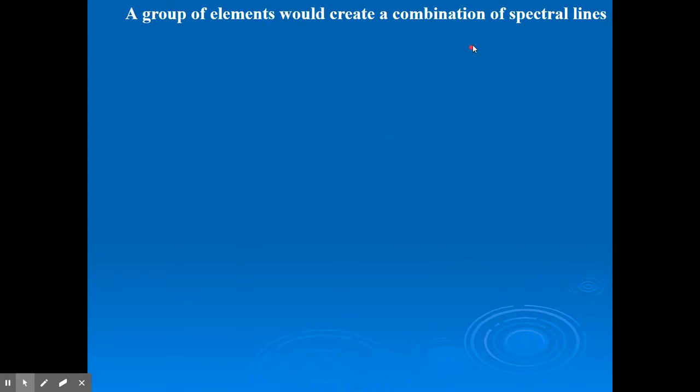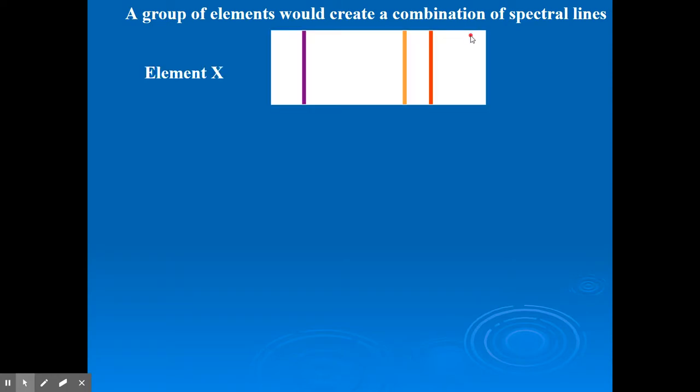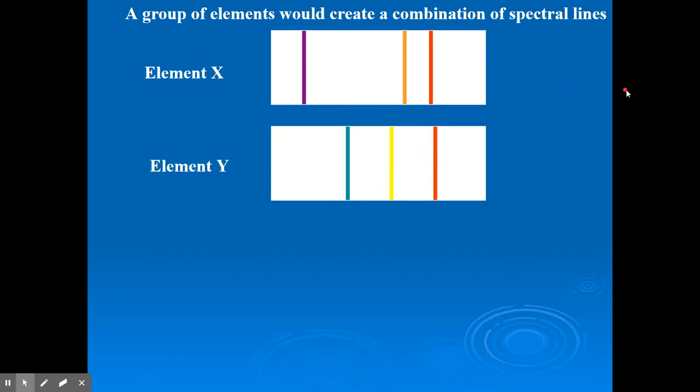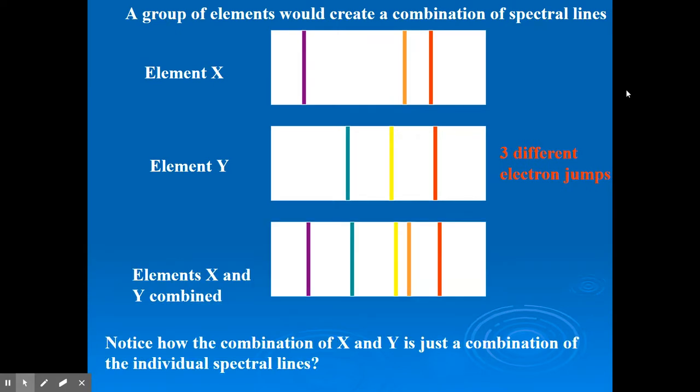So like I just said, a combination of elements or a compound would create a combination of spectral lines. So we'll simplify down the diagram right here. Here we have element X, it's got this purple bright line, the orange and the red bright line. Element Y, it's got the yellow, the teal, I don't know what color you call that, and another kind of orangey red line. If you were to have a mixture of these two things or a compound of these two things, their combined spectrum would look something like this.